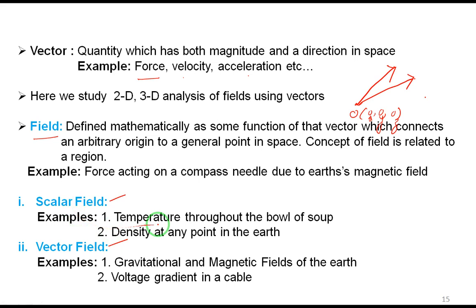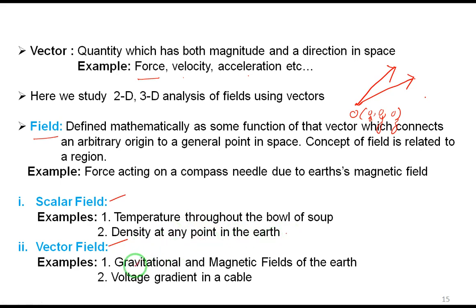Examples of scalar fields are the temperature throughout a bowl of soup. Yes, we check the temperature at each and every point in the bowl of soup, and we will not associate a direction with it. Then the density at any point in the earth. If I consider the center of the earth, it may be very dense, while somewhere in the middle below a depth of 1 kilometer the density may be low. So density at any point in the earth is a scalar field.